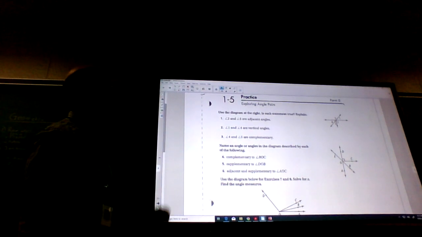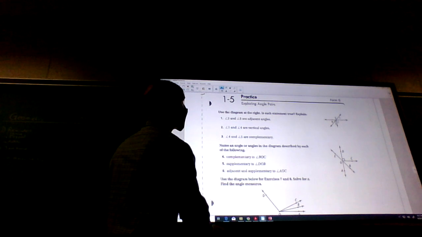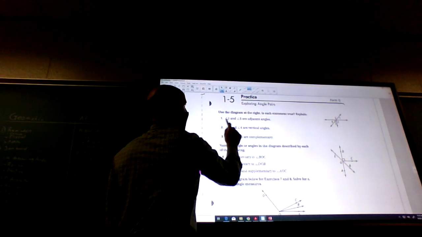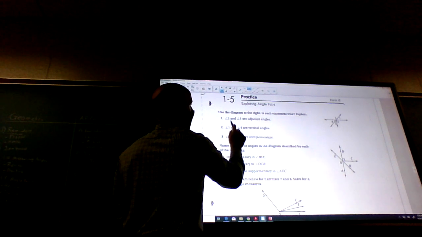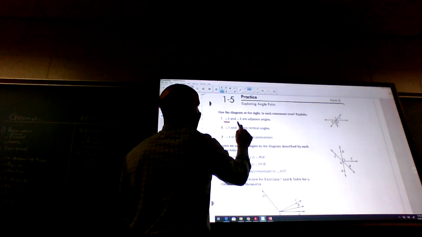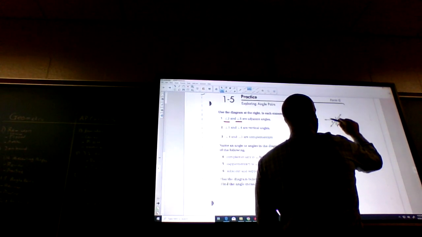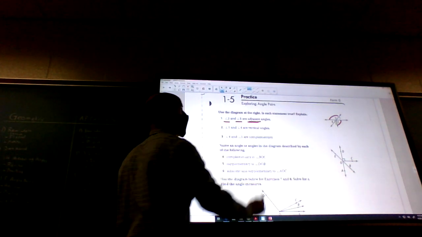So, this is section 1.5, which is angle pairs. We are looking at number one. It says we're determining if it's true or false, and then we're supposed to explain. So we've got angle 2 and angle 5. One way you could do that is just literally label them like that. And the question is, are they adjacent?